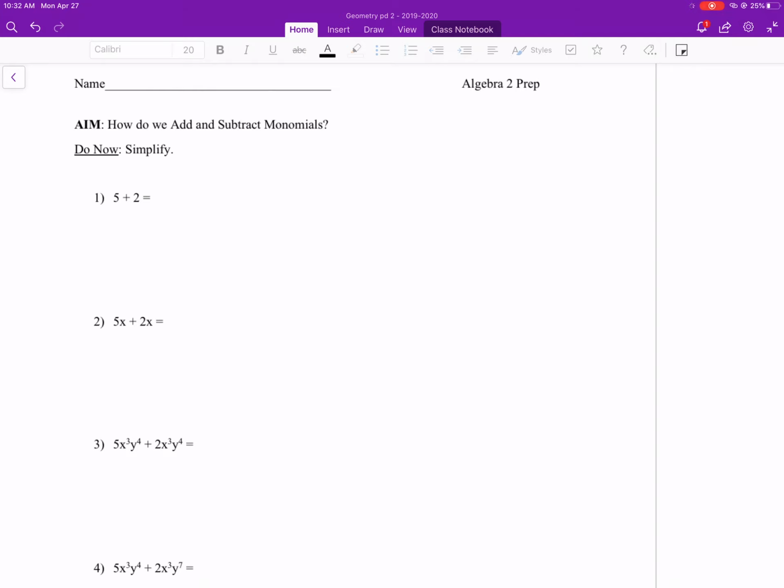Alright, so if you see number 1, 5 plus 2. Of course, we know that 5 plus 2 is equal to 7. But then with something like number 2, 5x plus 2x, how would that change the answer? That would be 7x, not 7x squared or anything like that. It's literally the same thing, guys. It's 5 plus 2, which is 7, and then the x comes along for the ride. And we'll talk about what the rules are with adding and subtracting right after this do now.